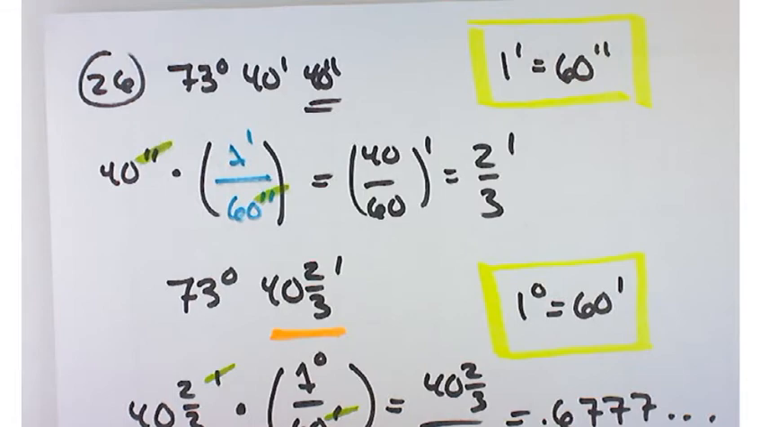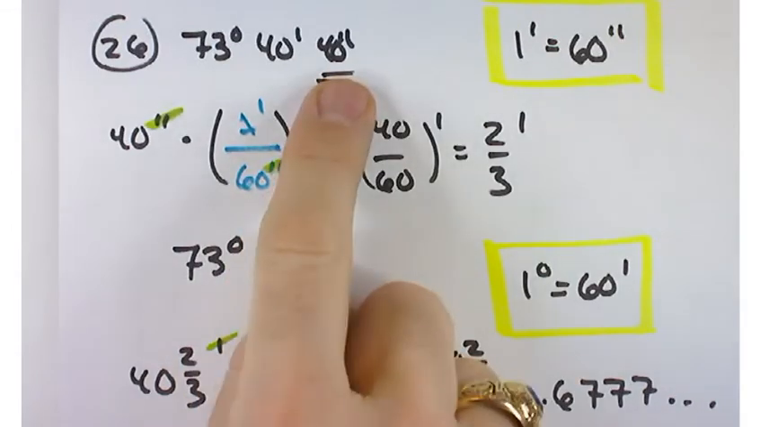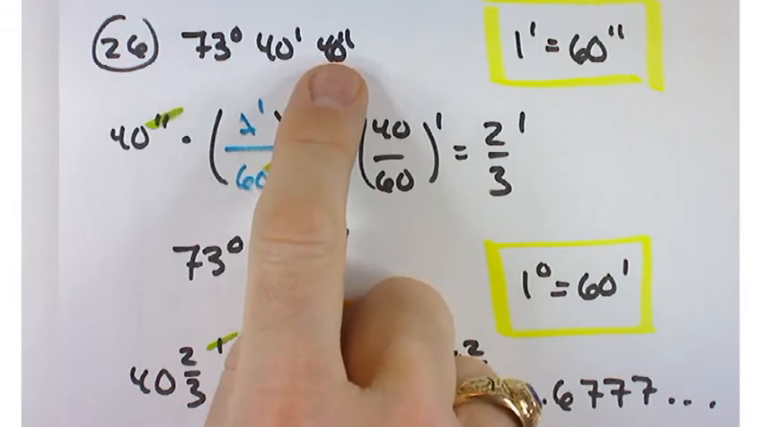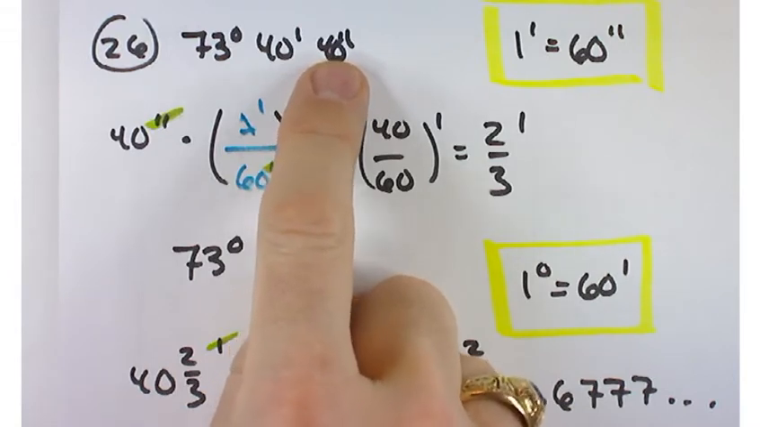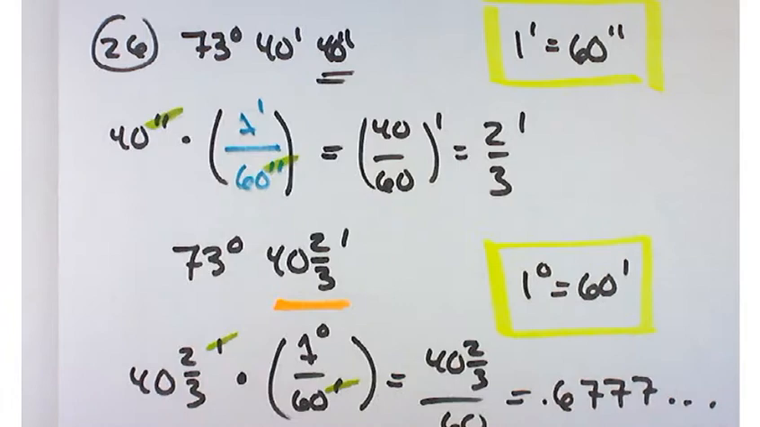So a lot of times in astronomy, you'll see things that go down into small fractions of a second in terms of their angles, just because they're dealing with some really, really big distances.